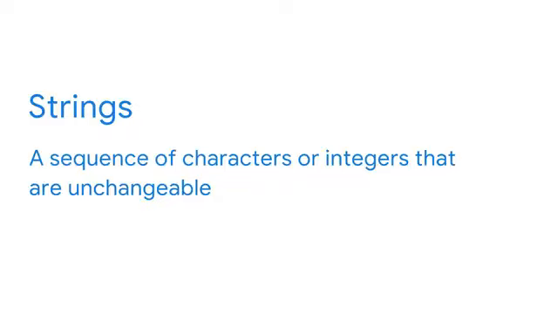There is one more dtype you might see when performing the info function, str, which refers to a string. Like objects, you'll likely be familiar with strings already. Strings are a sequence of characters or integers that are unchangeable.